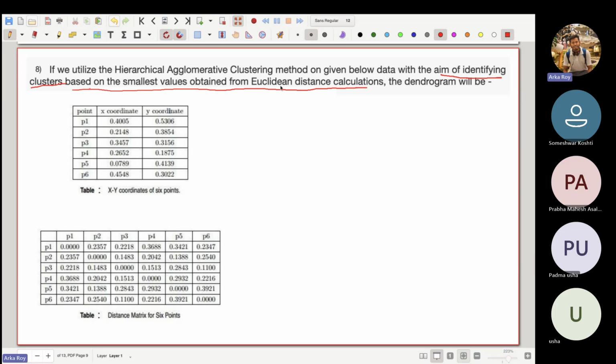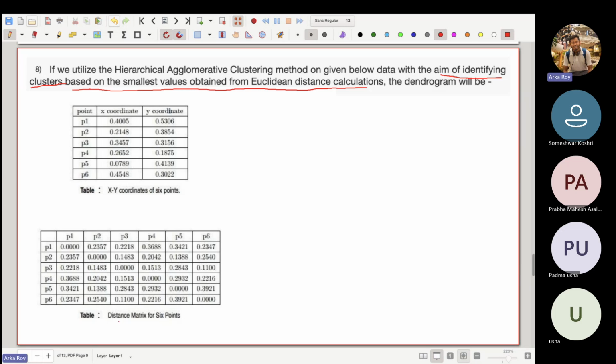So they have mentioned what the distance metric should be. It is the minimum of the Euclidean distance calculation. This is the rule that they have provided. Instead of this rule, if they state something else, you have to abide by that rule, or follow that rule for making decisions in the clustering process. And over here you have a total of 6 data points, and the coordinates have also been given.